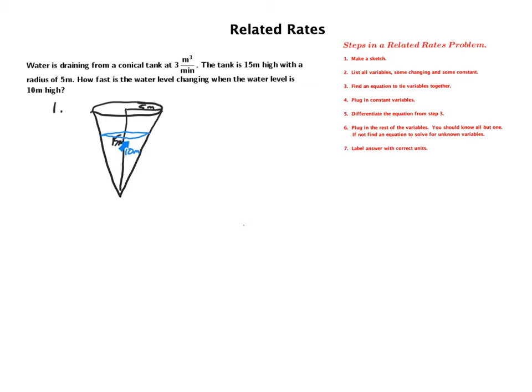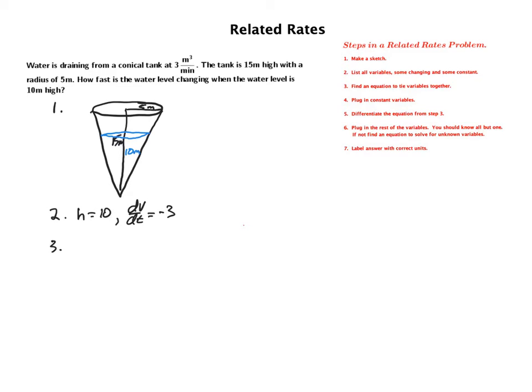So now let's list our variables. We are interested in this problem in the cone formed by the water. So the water's height that we're interested in is 10. We don't know the radius right now. We do know that the rate of change of the volume, dV/dt, is -3.